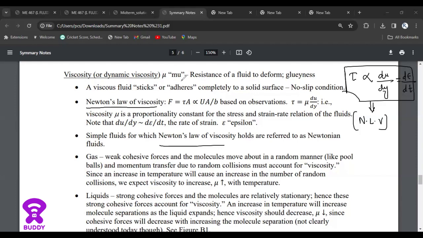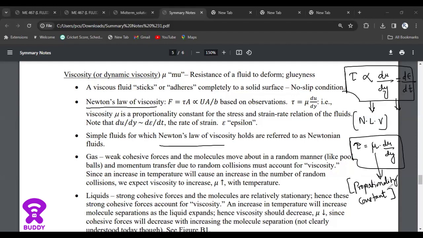If I remove the proportionality sign, I will be adding one proportionality constant, right? That is mu into du by dy. This mu is a proportionality constant.